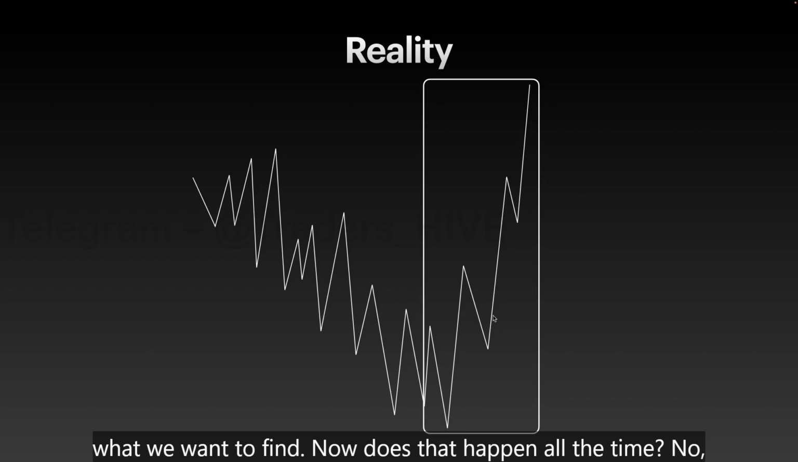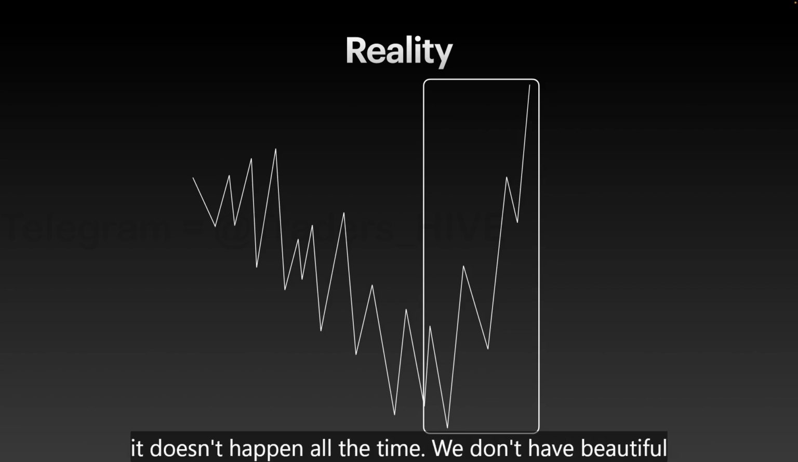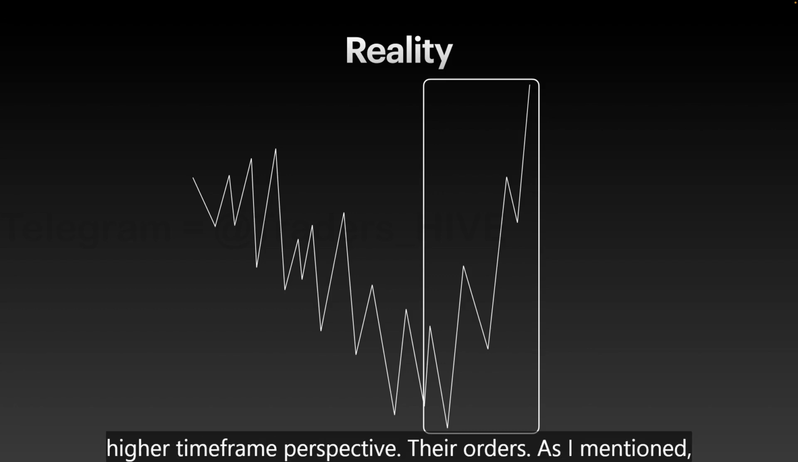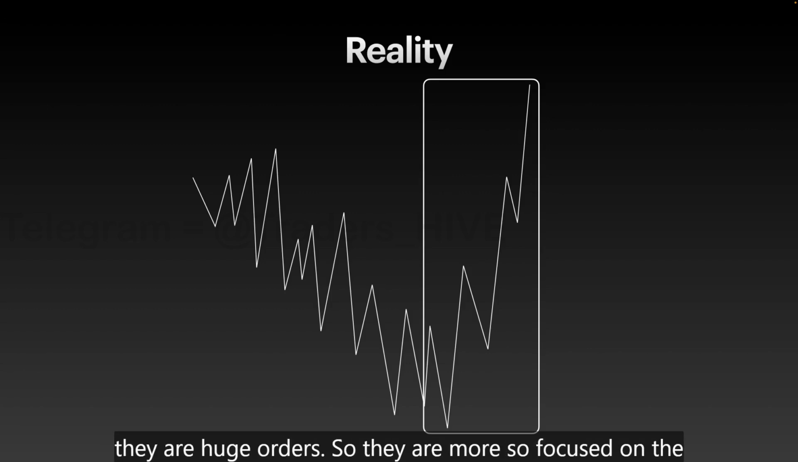Now, does that happen all the time? No, it doesn't happen all the time. We don't have beautiful order flow all the time because a lot of times we're also consolidating. This is because institutions focus on a higher time frame perspective. Their orders, like we mentioned, are huge orders.